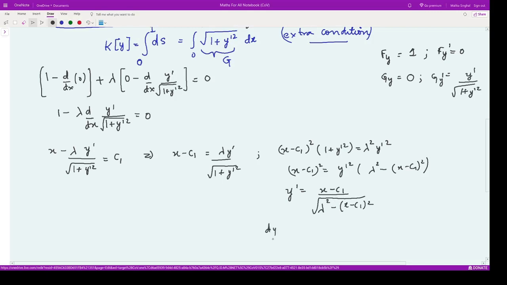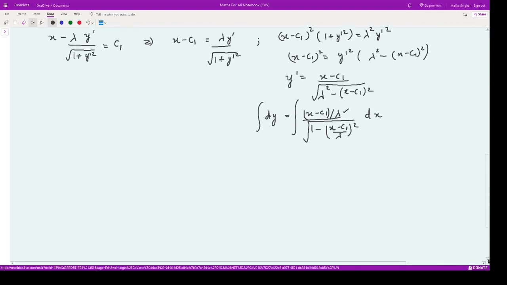So dy could be written as (x minus c1). If I take lambda common from the denominator, I can write this quantity divided by lambda. Here I took lambda common, so I have square root of 1 minus ((x minus c1) upon lambda) whole square into dx, right? So the lambda which I brought here, I wrote this in the numerator, right? So let us integrate both sides.